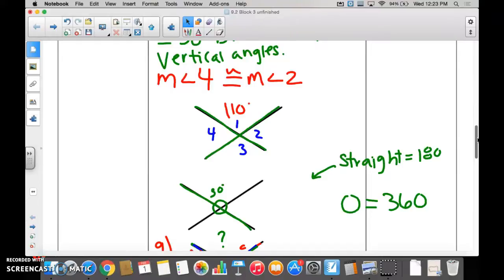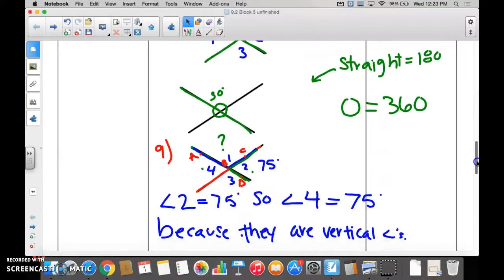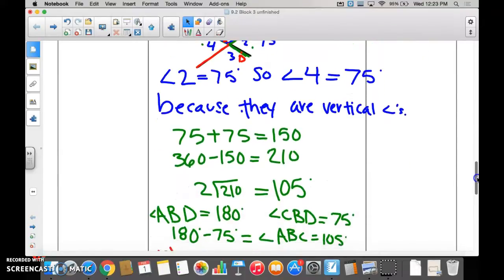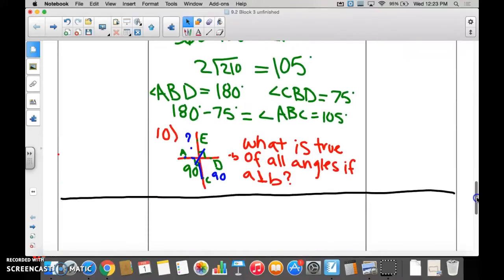And so you can subtract 110 from 180 to get your answer. Or you could do 360 minus 110 minus 110, because you know vertical angles, so angle 3 would also be down there. And you would solve for your angle 4 or your angle 2, and then you simply can find your other angle through vertical angles. Number 9 is another example of how we did that. So you can see the work there, where we added the two angles together or just did 180 minus 75.